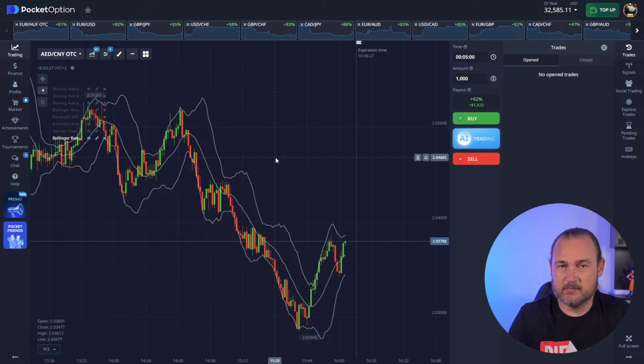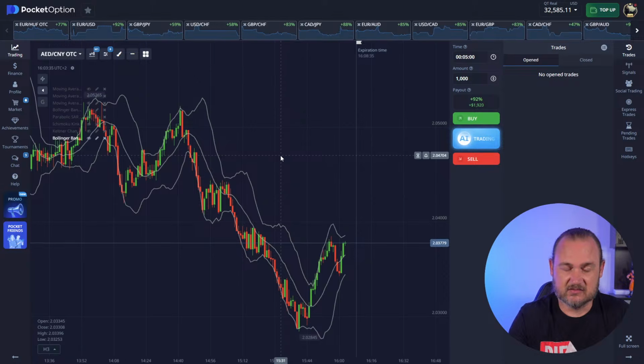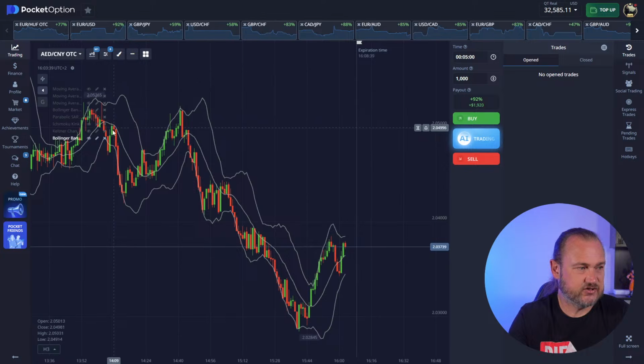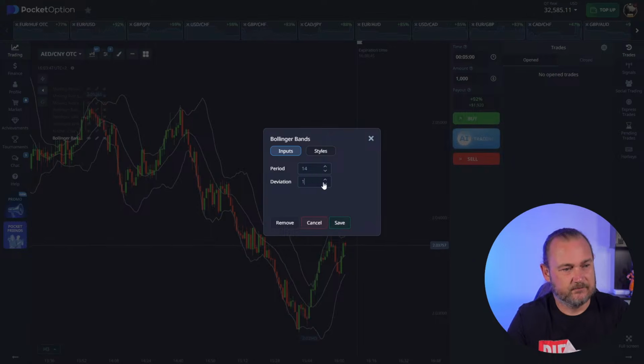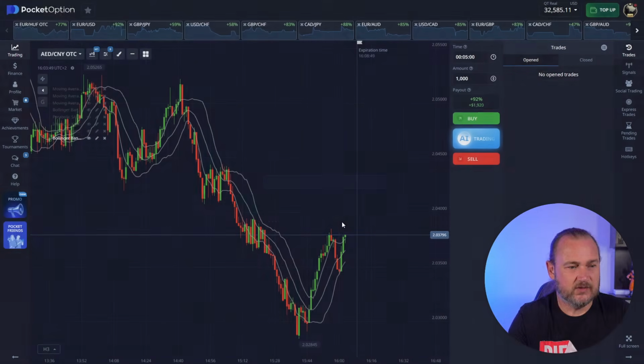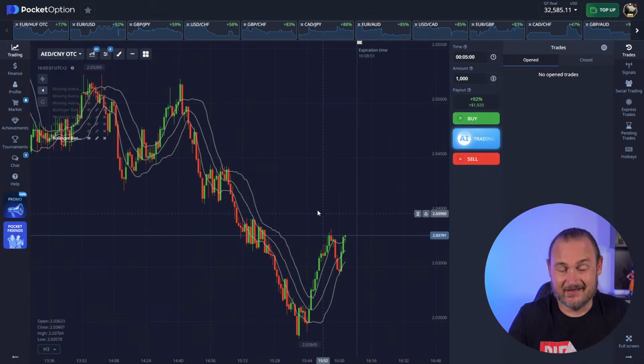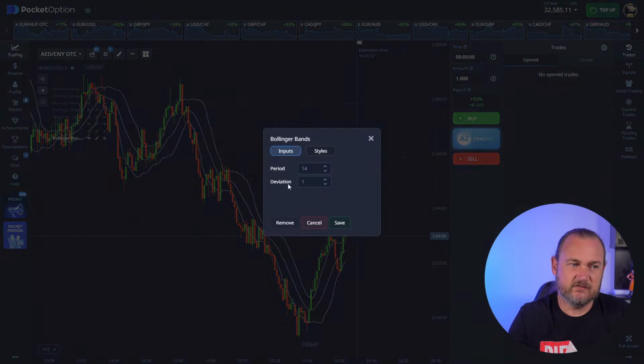The upper and lower bands are calculated off the moving average and using the closing and opening prices of the candles, depending on which band is being calculated. And then the deviation is the distance they are apart from each other. So we can see if we change this to 1, we can see that these lines contract quite a bit. So the default is a 2 deviation. You can play around with it.